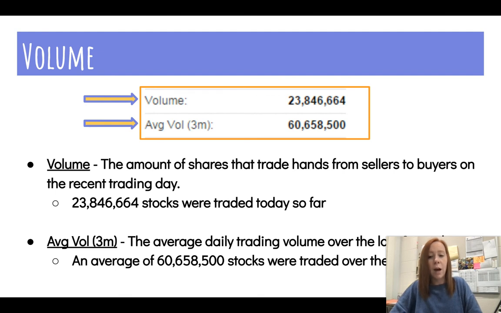The volume average for the 3 months, the second number, is just looking at the average trading volume over the last 3 months. So they add all of them together and get the average. So you can see how it does on average. This is good because you can see if the volume currently is just an oddity, maybe it isn't like this every day, or if it's pretty consistent. So volume just shows you how many shares were traded on that current day, the day that you are currently looking at.